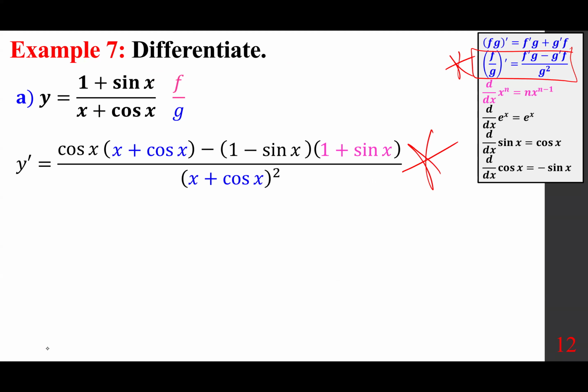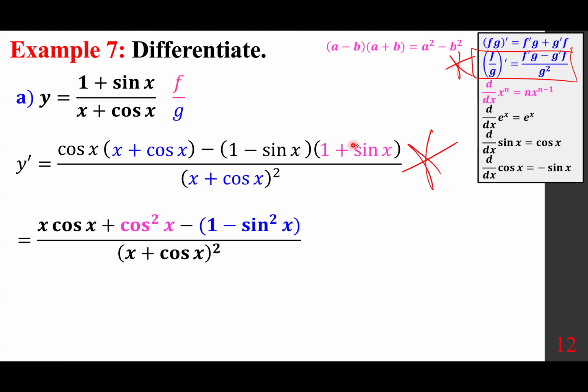You're done with calculus. Now, the rest of them would be your algebraic steps, maybe knowledge of trigonometry, and that's what's going to happen. So first and foremost, notice this is a minus b, a plus b, which has the product of a squared minus b squared. So this is 1 minus sine squared. The product of these two is x cosine x, the product of these two is cosine squared, and the product of these two is 1 minus sine squared. Notice the denominator is not touched.